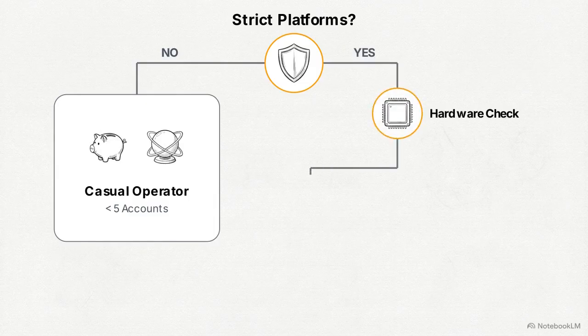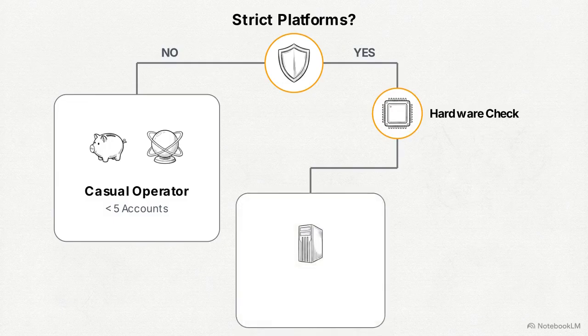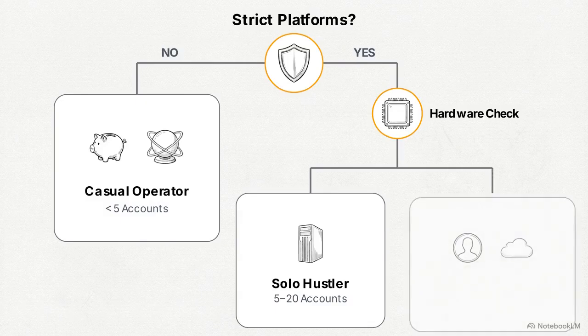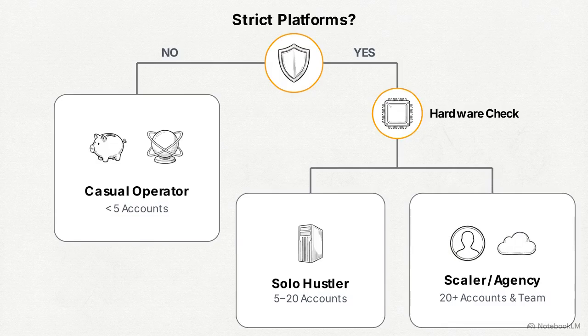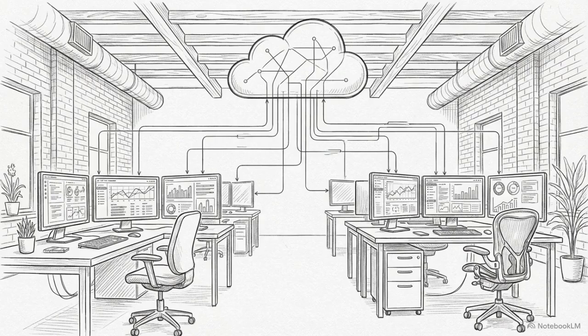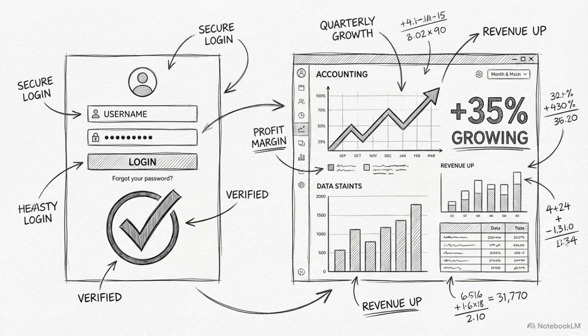If you do manage strict platforms, the next question is hardware. If you have a powerful local workstation and manage between 5 and 20 accounts, you follow the solo hustler path. Your baseline for survival is an entry-level desktop anti-detect browser, paired tightly with quality residential proxies. If you manage more than 20 accounts and require team access, you land in the scaler or agency profile. Cloud-based solutions are your operational imperative. The RAM savings and frictionless team collaboration easily justify shifting your infrastructure to the cloud. Buying technology based strictly on your exact operational scale protects your digital assets while preserving your profit margins.